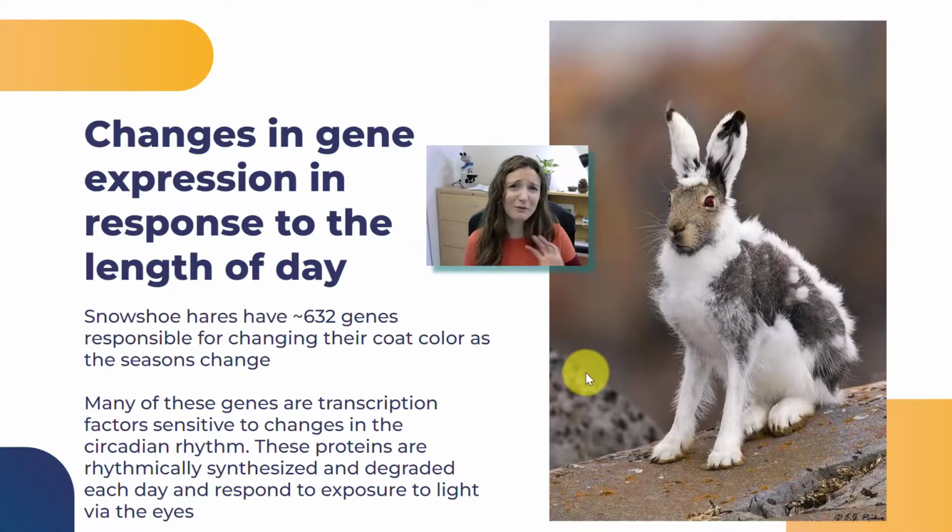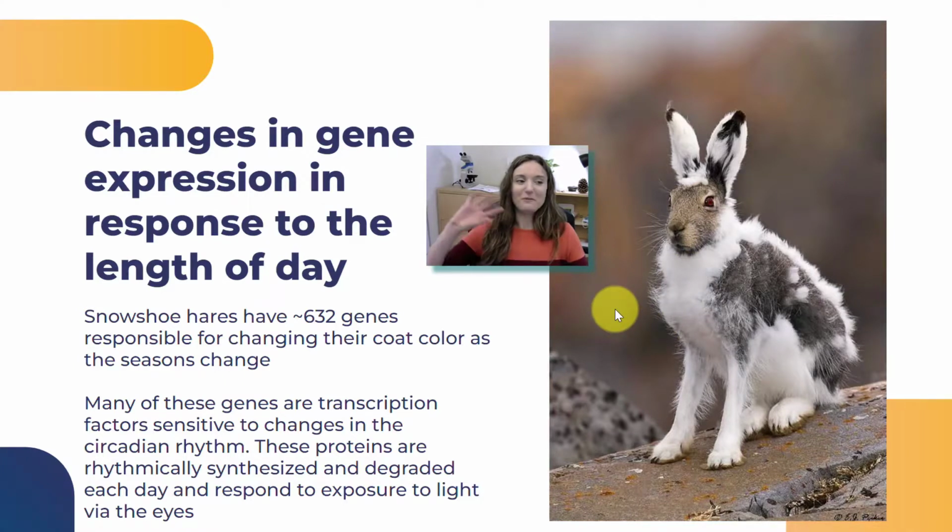Snowshoe hares have over 600 genes that all control their final coat color. But some of these genes change their expression in response to day length, in response to how many hours of daylight this snowshoe hare is getting. It's this really cool, complicated process where these circadian rhythm proteins typically degrade and are produced on a 24-hour clock. But exposure to sunlight can change that process, can alter how quickly or slowly these proteins degrade or are produced. So same set of genes, 632 genes, but they're going to produce different products based on the time of year. So they're reacting to changes in their environment.